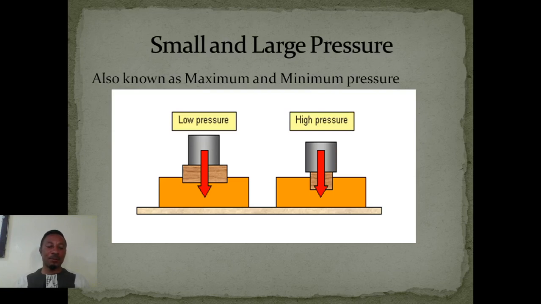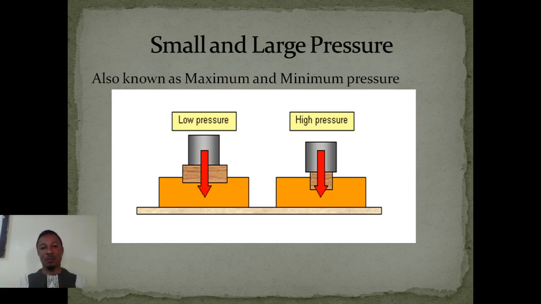Small and large pressure. On the left-hand side, this is exerting a force, and this is exerting an equal force. But look at the surface, the level of deformation in the surface. Which one is more deformed? I believe this one, right? Why do you think this one is more deformed? This one pierces through the surface more than this. Why do you think?